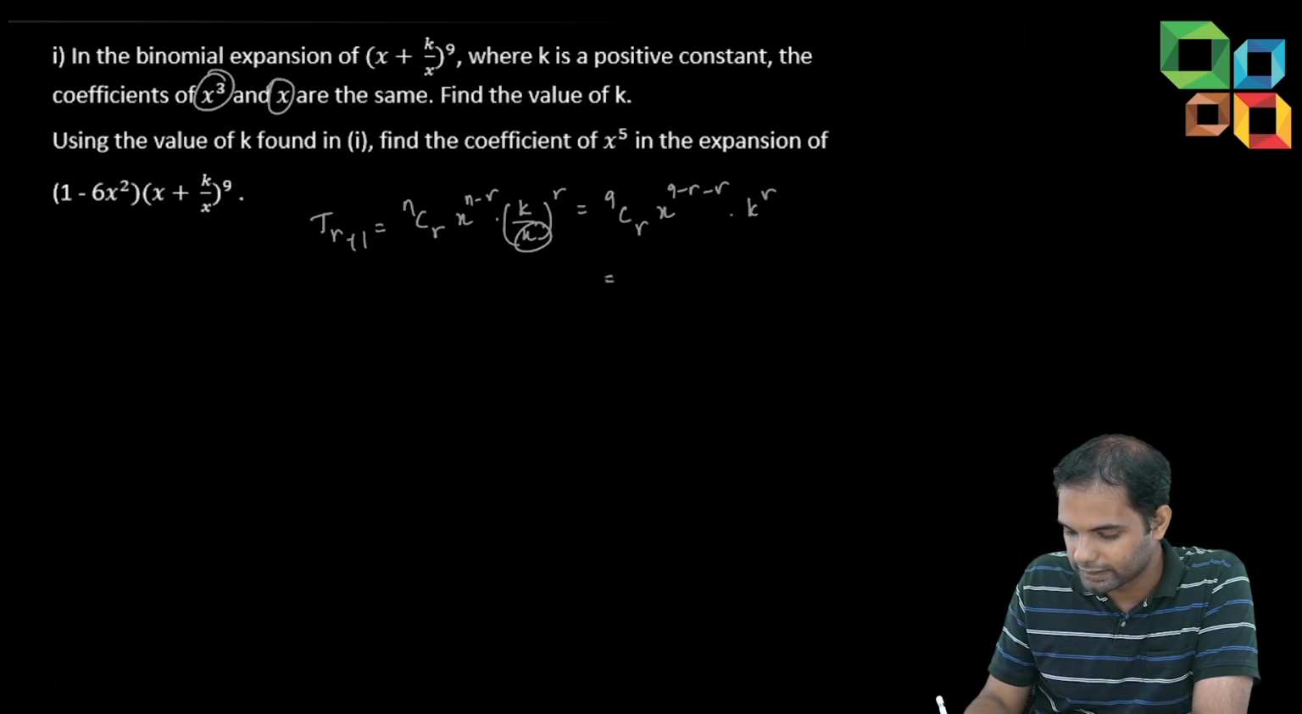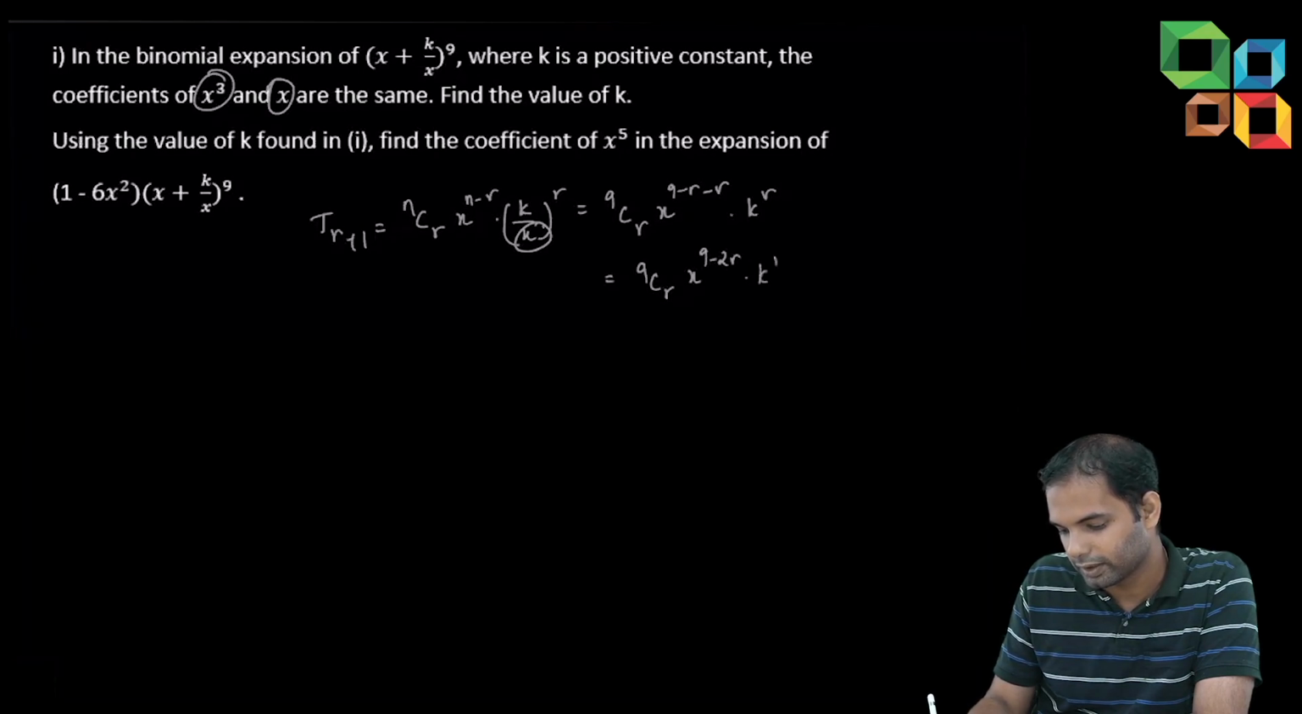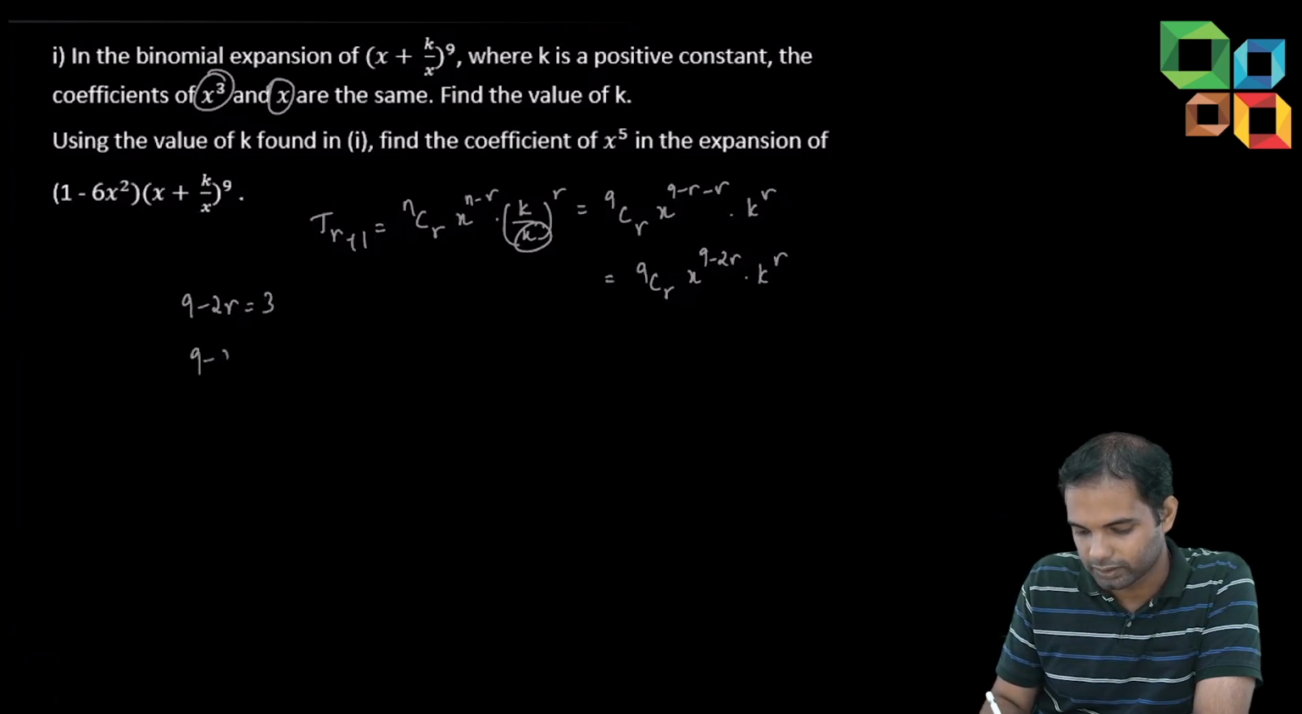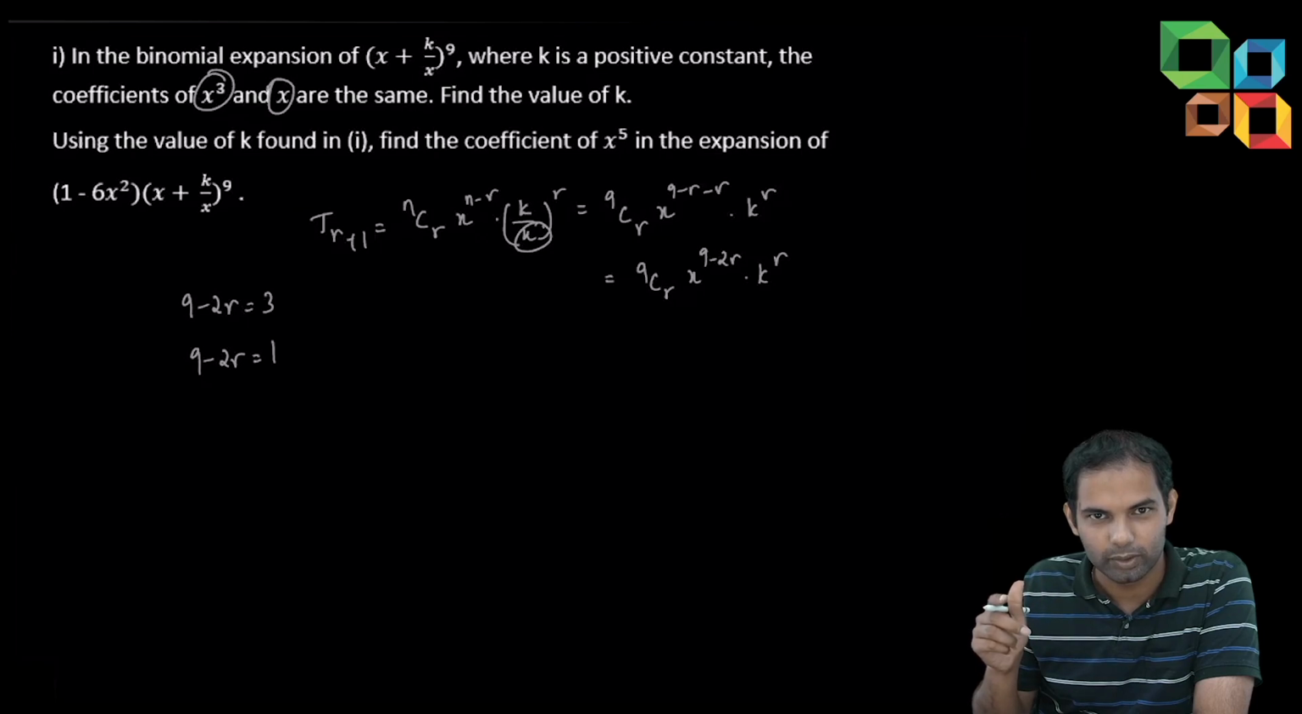So now look at this: 9Cr x power 9 minus 2r. Now it's easy to equate. I want 9 minus 2r to be equal to 3 and 9 minus 2r to be equal to 1. So whenever these two are equal, I'm going to get the coefficients to be equal.